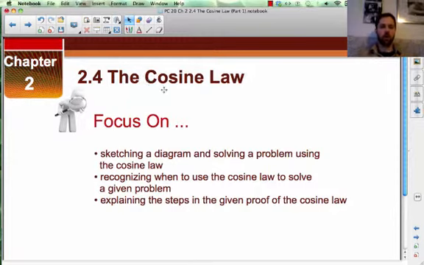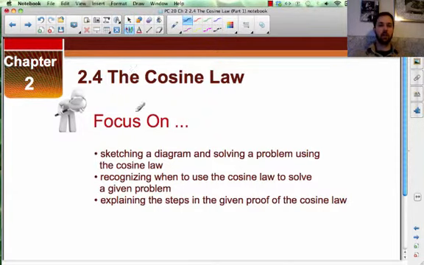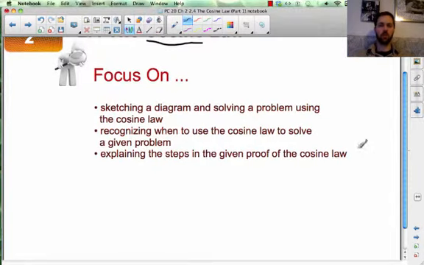Today we're looking at the cosine law. So we're finished up with the sine law, and we're going to look at cases of triangles where the sine law doesn't have the ability to help us solve the entire triangle and where we actually require the use of a different law. So the things we're going to focus on: sketching a diagram and solving a problem.